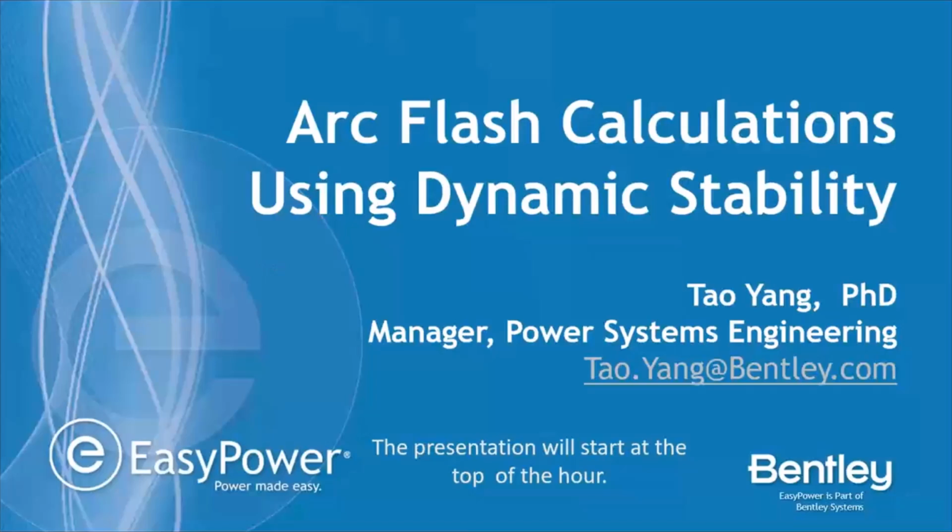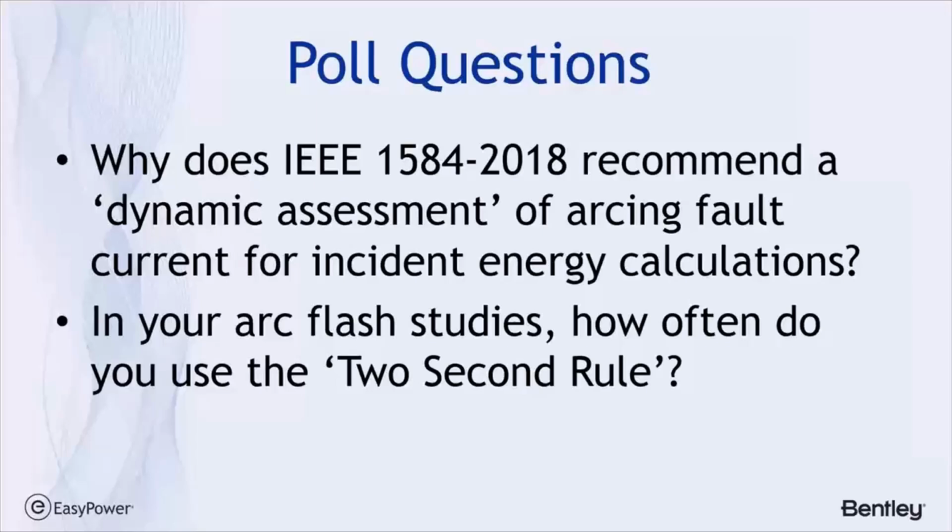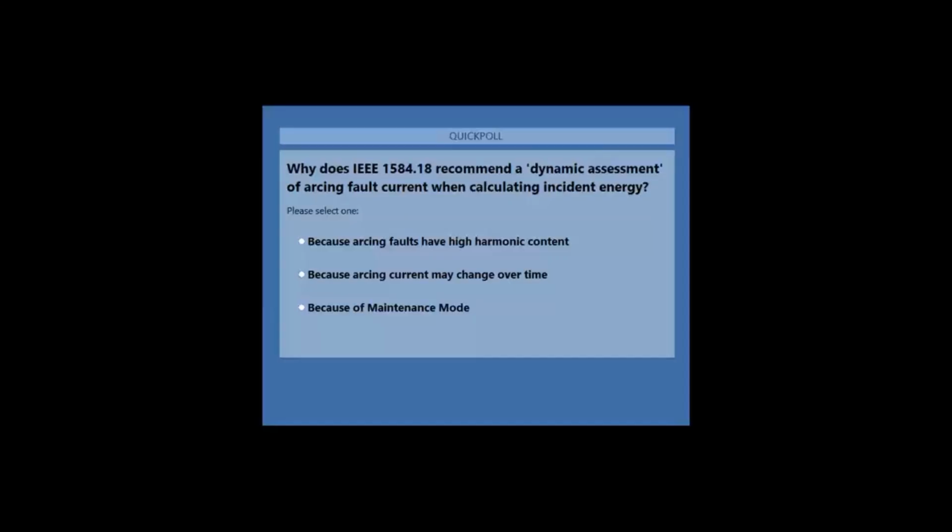Now, as we're in the habit of doing, I'd like to start the session before I hand the controls over to Dr. Tao Yang to run a couple of poll questions. So the first poll question is, why does the IEEE 1584 2018 version recommend a dynamic assessment of arcing faults for incident energy calculation? Again, there's no obligation or liability, but we'd appreciate some feedback. Indicate your choice or guess or preference.